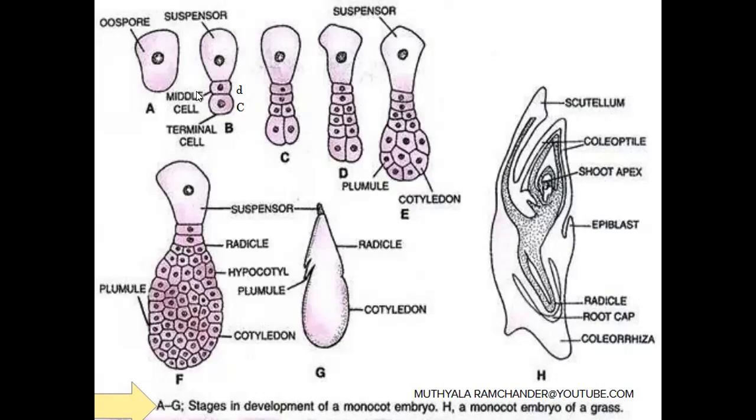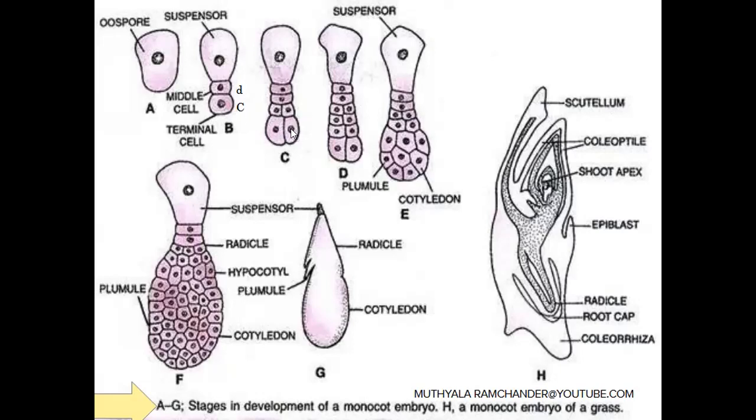The CB cell again participates in a transverse division to form a middle cell and a terminal cell. The middle cell is also called the D cell and the terminal cell is also called the C cell. See, the terminal cell first participates in a transverse division, then a longitudinal division to form four cells. See children, these four cells are developed from the terminal cell, the C cell, only.